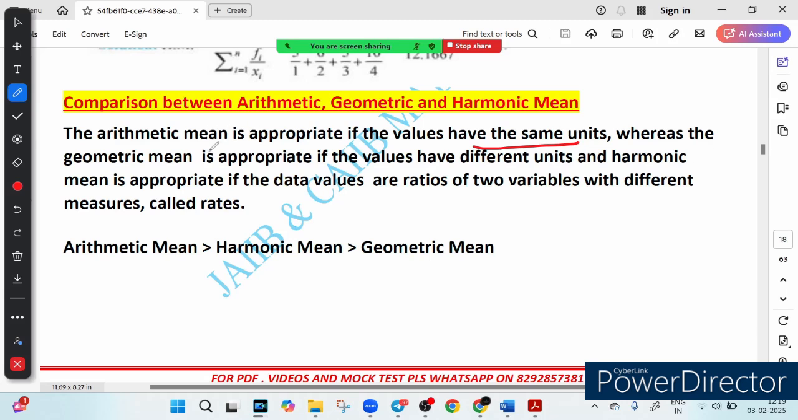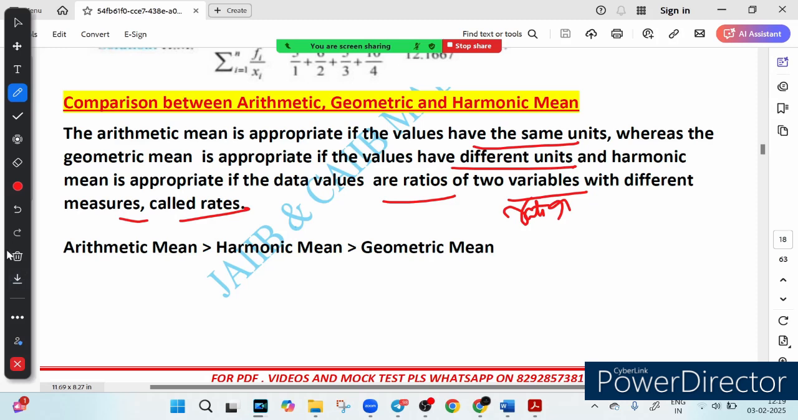Whereas geometric mean is appropriate if the values have different units. And harmonic mean is appropriate if the data values are ratios of two variables with different measures, called rates. So whenever we deal with rates, remember harmonic mean is the best thing to do. Whenever the values have the same unit, you should go with arithmetic mean. And whenever we are dealing with two different units, then geometric mean works the best.